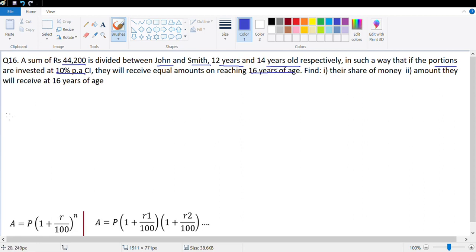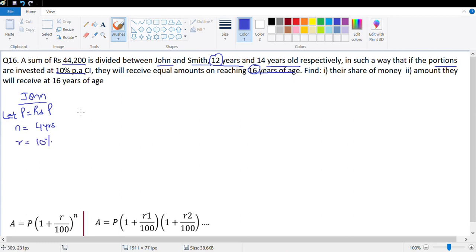So first let's talk about John. For John, let principal be rupees P. Time for him, he is 12 years old and we talk about same amount when they reach 16 years old, which means for him n is 4 years. The rate for him is given as 10%.